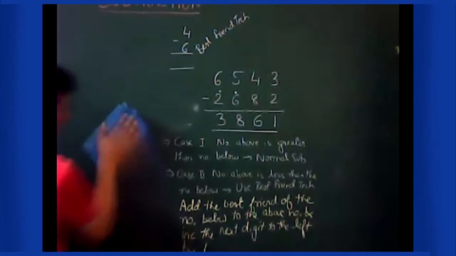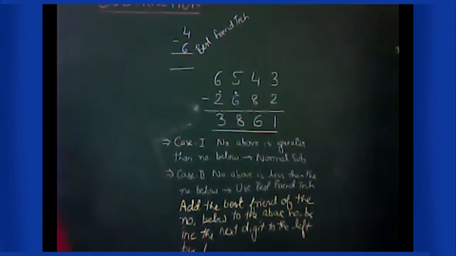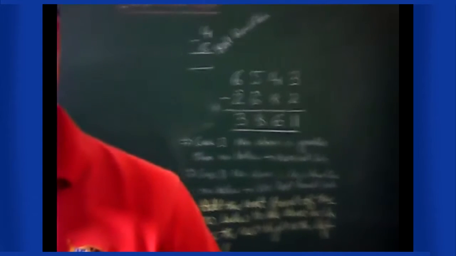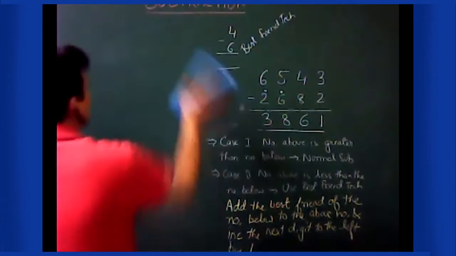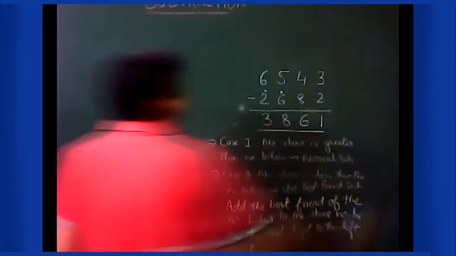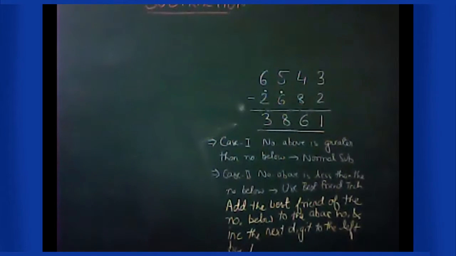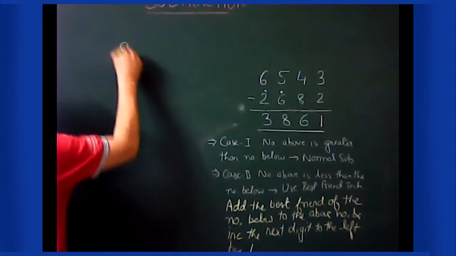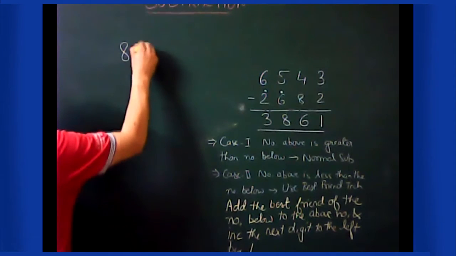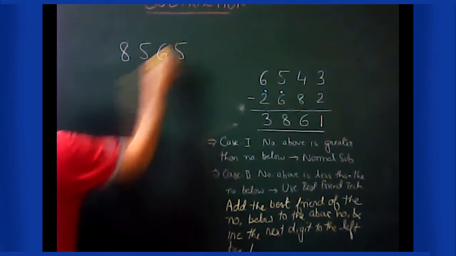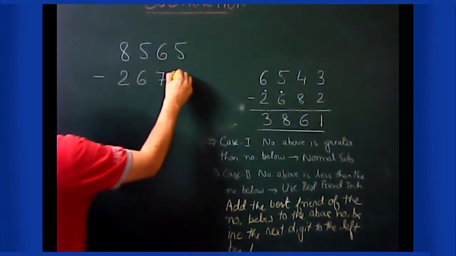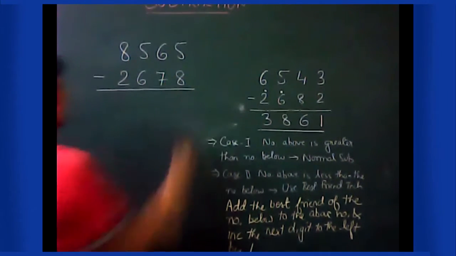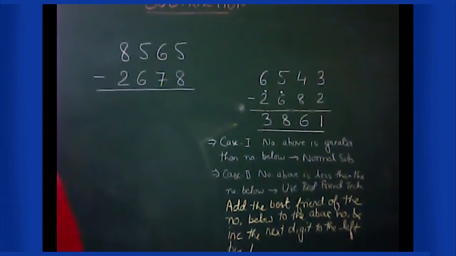I have a question. You said that the best friend of that number should get... wait, is it added or subtracted from that number? Added. It is added, my dear. Okay. Now, is it added from the bottom number or from the top? It doesn't make any difference if you add the top number to the bottom number or the bottom number to the top number. The sum is going to be the same.